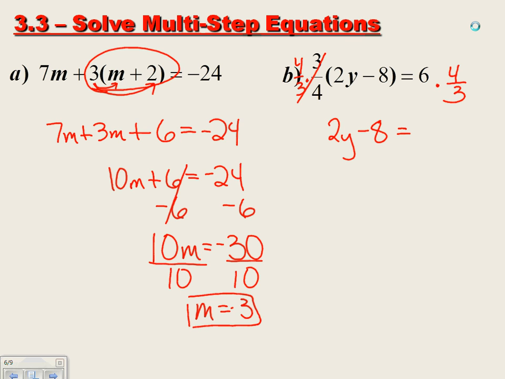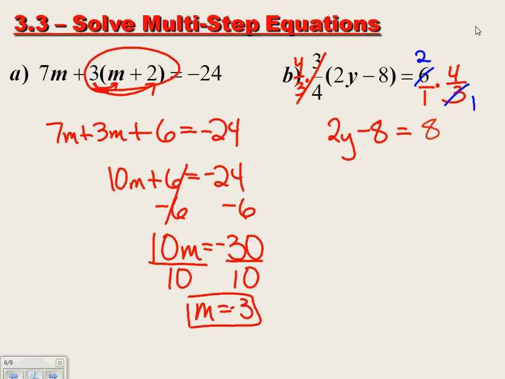I then will simplify 6 times 4/3. I put a 1 under the 6. I then simplify by cross-canceling, and I notice that 3 goes into both 6 and 3. So the 3 becomes a 1, the 6 becomes a 2. I then multiply it out. I get 8. I now have a two-step equation.